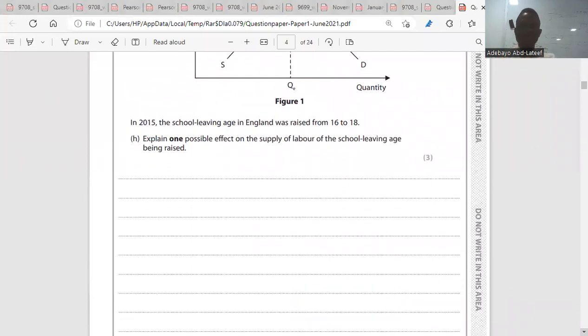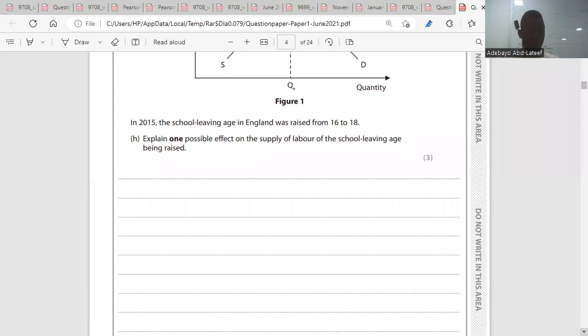Question H said, explain one possible effect on the supply of labor of the school leaving age being raised. If the school leaving age is raised, it means the years people have to spend in school would be between 16 and 18. So that means more years have to be spent in school before graduation. So what is the consequence of this?